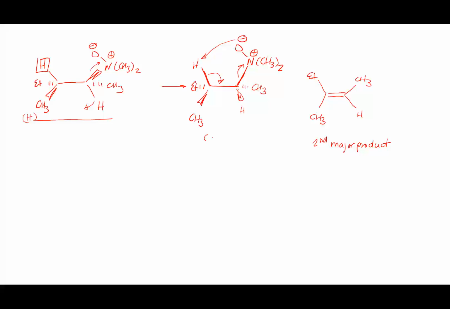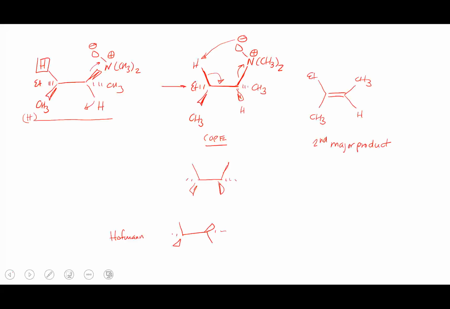So this is the conformation that you need for Cope. You need it looking like this. You need it to look like that. For Hoffman, it needs to look like this. It needs to be zigzagged.